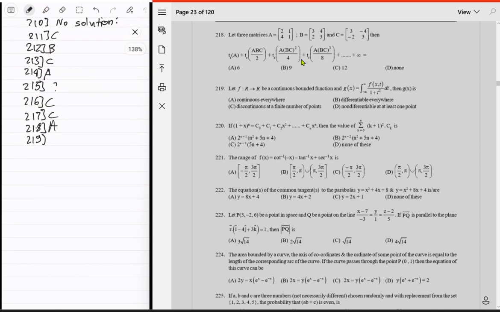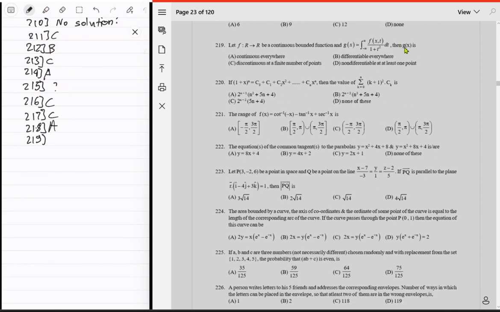Let f from real to real be a continuous bounded function and g be equal to this thing, then g of x is. So it is a bounded function and this is happening: the integration from negative infinity to infinity of f of x comma t dt upon 1 plus t squared, and this is the inverse tangent of t. Wait, but f is a function of t as well. That is weird. Why is this a function of t?